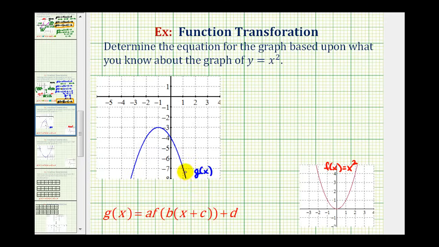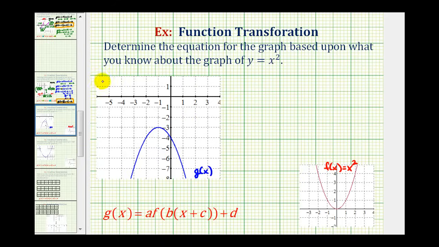Because g of x is a transformation of f of x, we can write g of x in terms of f of x in this form here, where the values of a, b, c, and d transform f of x. So the first step is to recognize what type of transformation has occurred to form the blue graph. Probably the first thing we should notice is this graph opens up and this graph opens down, which means the graph of f of x must have been reflected across the x-axis.